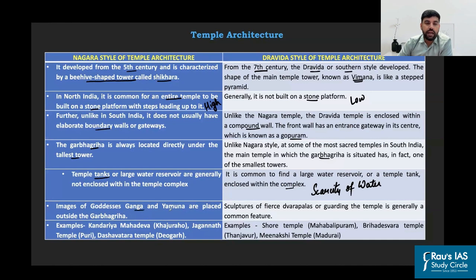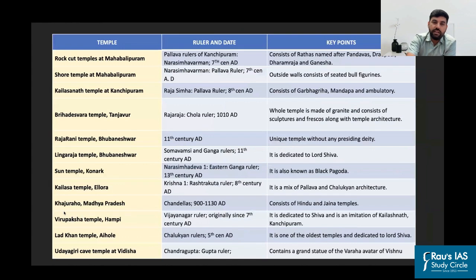Here you have Ganga and Yamuna standing on the door. Here you have Dwarpals. Examples: Khandariya Mahadev, Jagannath Temple, Shore Temple, Meenakshi Temple, Brihadeshwara Temple, and many others. And most of these temples, the list is here. Okay, you can go through this list as well, with the dynasty and others. Just remember 2 each from Nagara, Dravida and others.